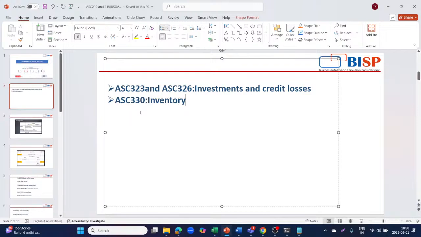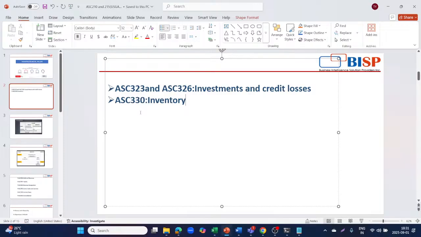Now, if we talk about accounting standard codification 330, that is inventory. This topic provides guidance on accounting and reporting for inventories in US GAAP. It covers definition, initial measurement at cost, and the subsequent measurement of inventory, including its valuation, classification, and disclosure requirements. It also provides principles for matching inventory cost with the related revenues to determine the cost of goods sold and the gross profit.